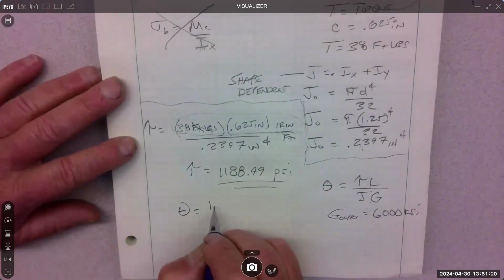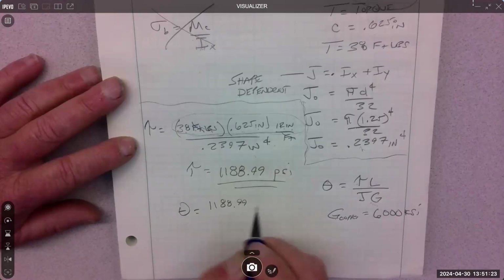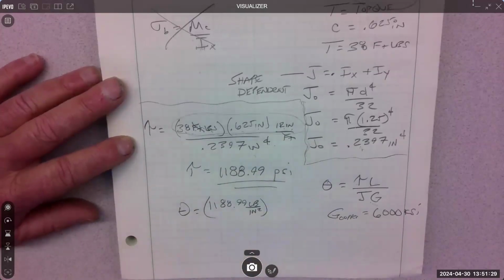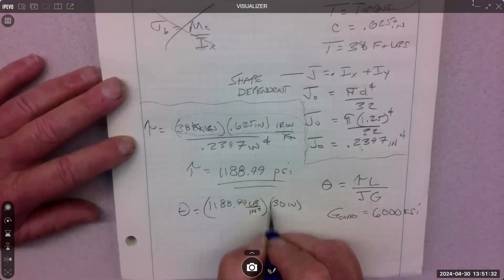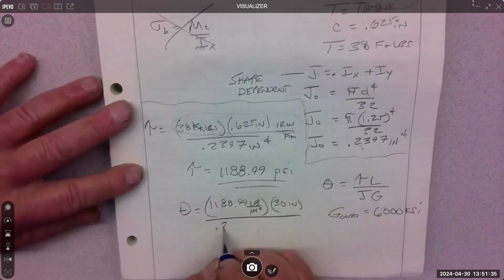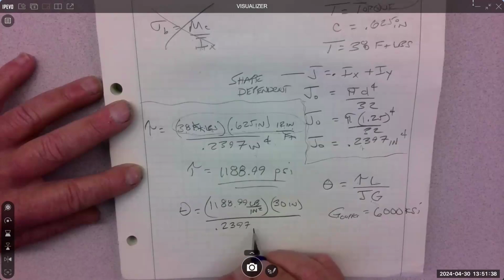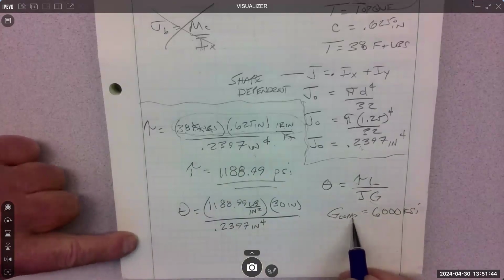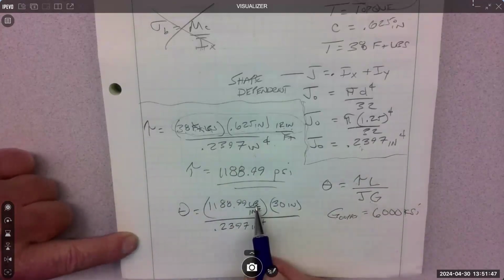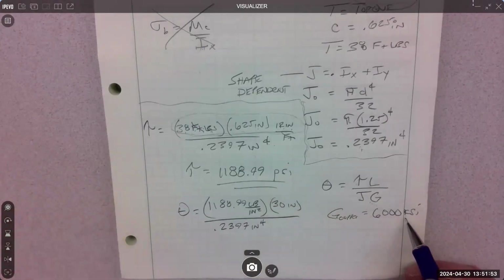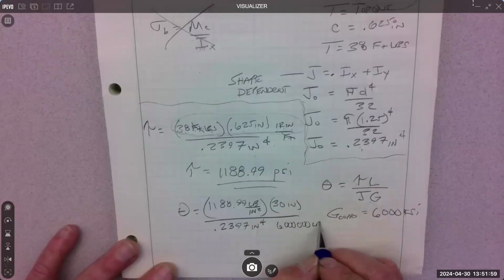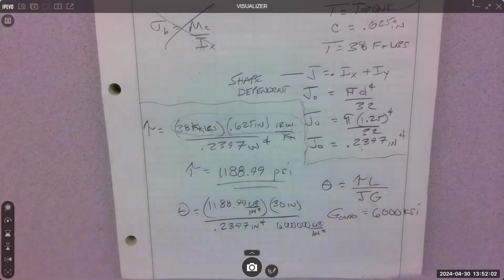Right, I got my torsion. I have my length. I got my J value. And then my modulus of rigidity. I'm gonna put it in pounds because I have pounds in the equation, right? And we want those pounds to go away. So that would be what? Another 306 million? Correct?